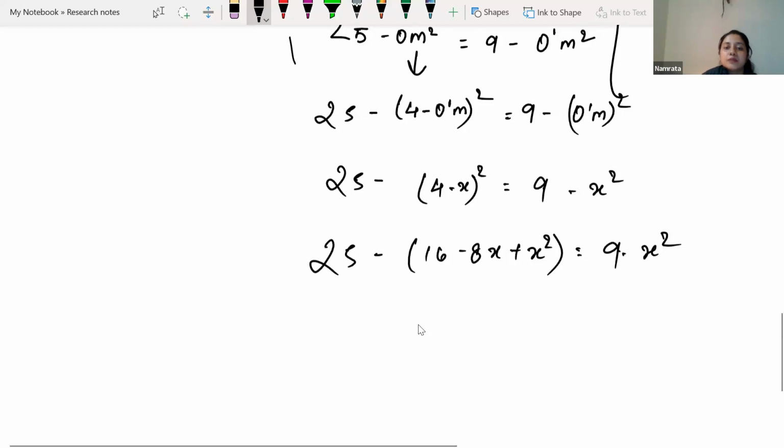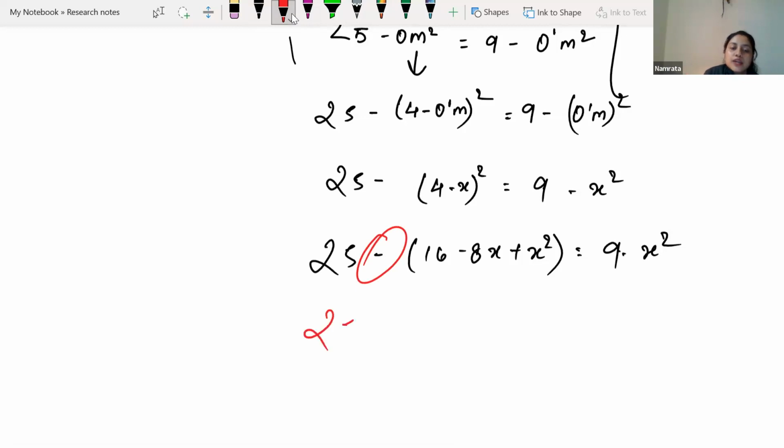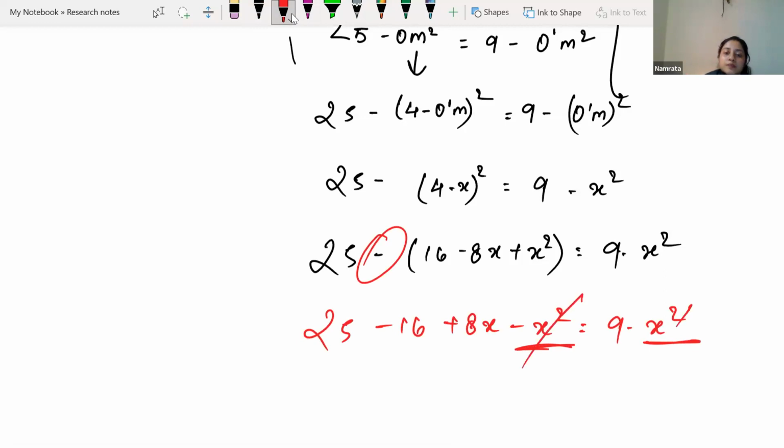Here let's open the bracket. Due to this negative sign, each and every sign in the bracket will get reversed. So 25 minus 16 plus 8x minus x square is equals to 9 minus x square. Minus x square over here, minus x square over here, it is already getting cancelled. Once you keep it on one side, they just cancel each other.